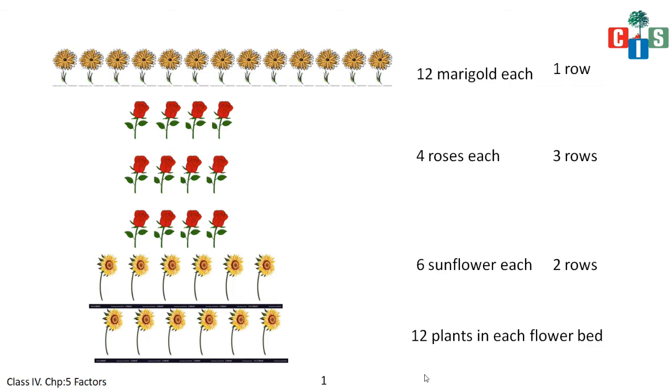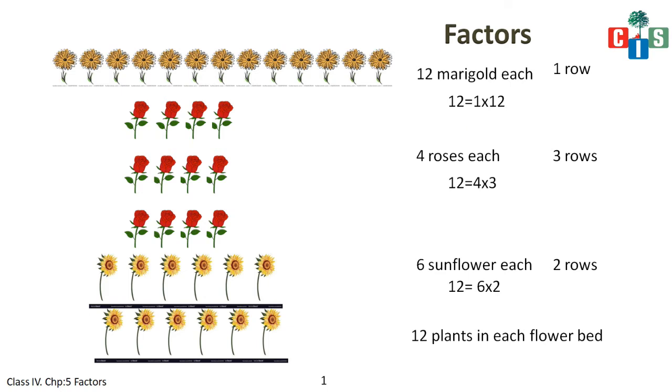All these arrangements can be represented as 1 multiplied by 12, that will give me 12 marigolds. And 4 multiplied by 3 will give me again 12 roses, and then 6 multiplied by 2 will give me 12 sunflowers. So all these numbers are termed as factors of 12.